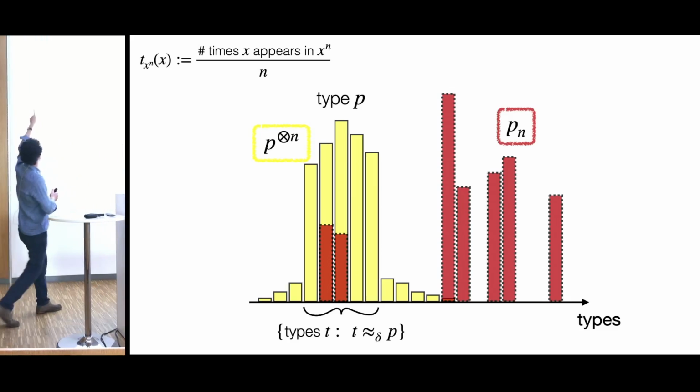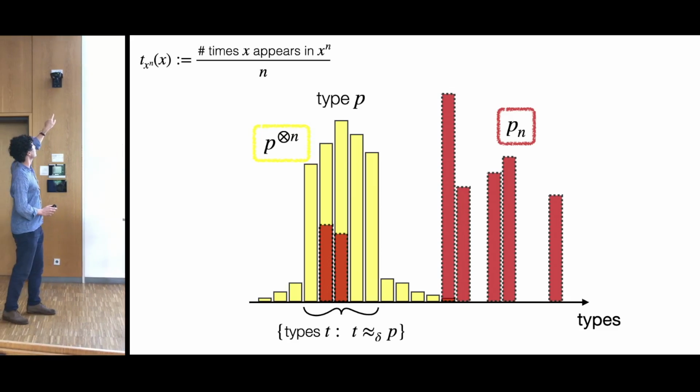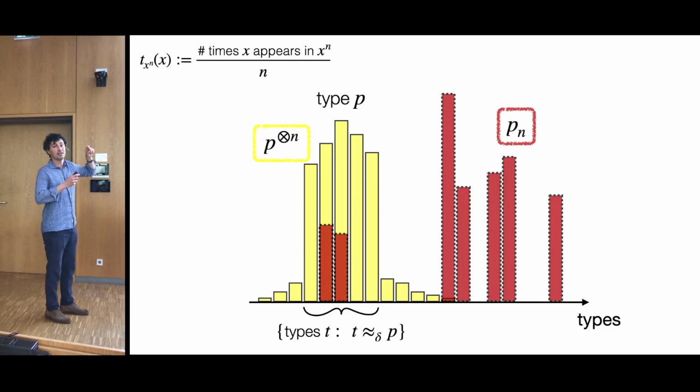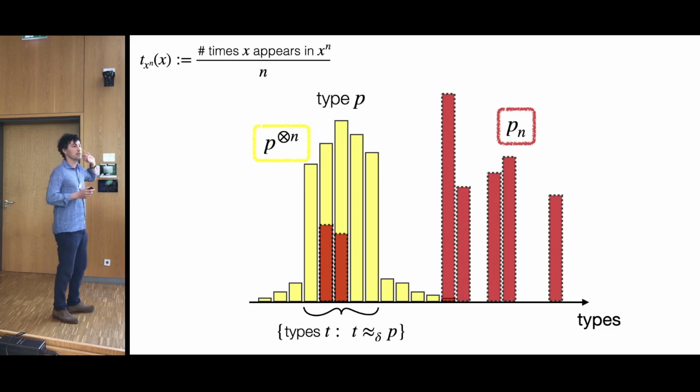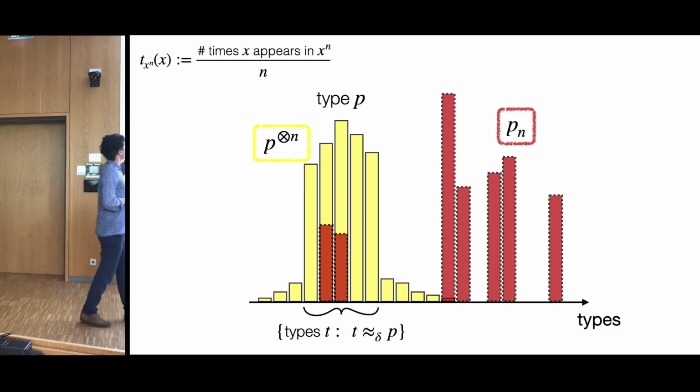Okay, so there is a definition there. Its value on a symbol is the number of times the symbol appears in the sequence divided by the total length of the sequence. Okay, so now the picture is like this.